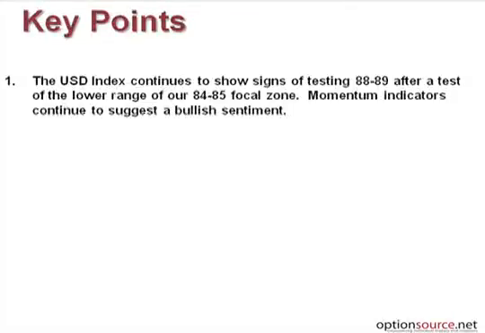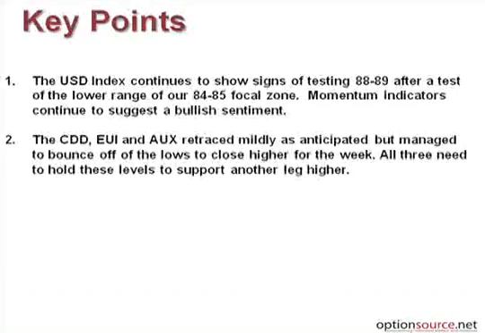Okay, let's review a few key points. First of all, the US dollar index continues to show signs of testing that 88-89 resistance level after trading back down to the lower range of our 84-85 focal zone. Momentum continues to support a bullish sentiment. The CDD, EUI, and AUX retraced mildly as anticipated, but managed to bounce off of the lows to close higher for the week. All three need to hold these levels to support another leg higher.